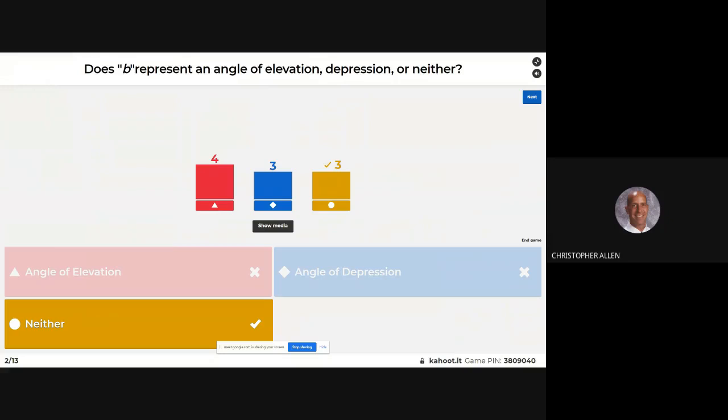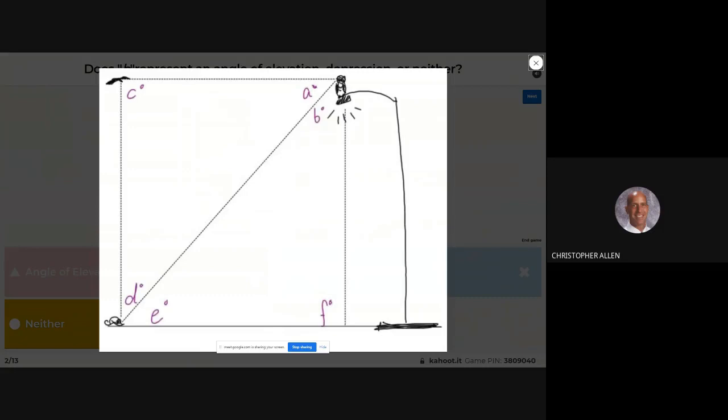Ooh, only 3 of you got that one. This one's neither. The reason it's neither is you have to have the horizontal line, like up here for A, you have this horizontal line and then it goes down. For angle B, you do not have a horizontal line. You have a vertical line. That is not an angle of depression.